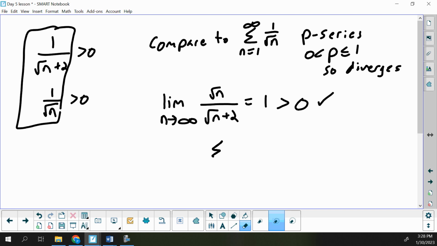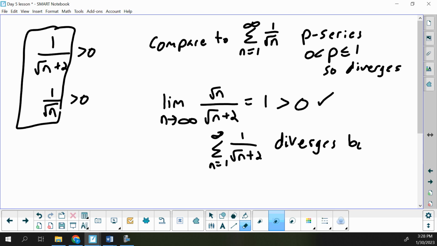So we would just say that the sum of n equals 1 to infinity of 1 over square root of n plus 2 diverges by limit comparison test. And again, this was from the one from the previous page, just to show you we ran into a roadblock with direct comparison test. So now we could do it with limit comparison test.